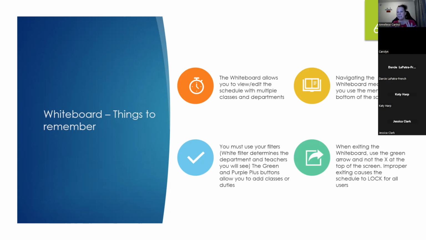I did some things that I don't want to keep, so I'm not going to save them. I am going to cancel, and it's going to get me out of the whiteboard, but it doesn't save the changes. If you haven't done anything, if you just went in to look at the whiteboard, then when you use that green arrow, it's just going to get you out. Okay.